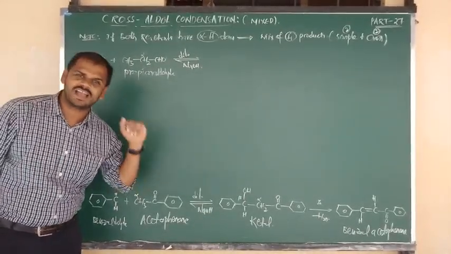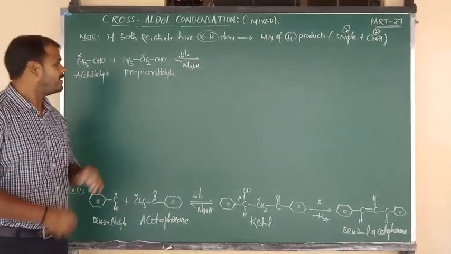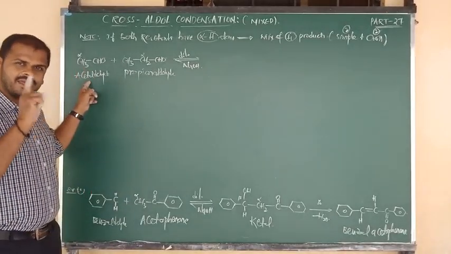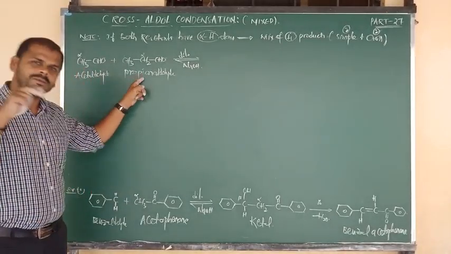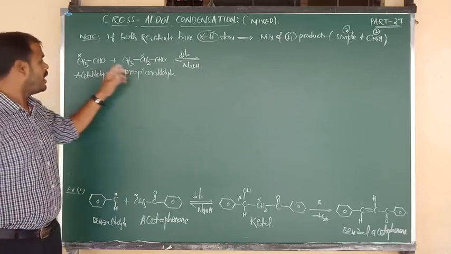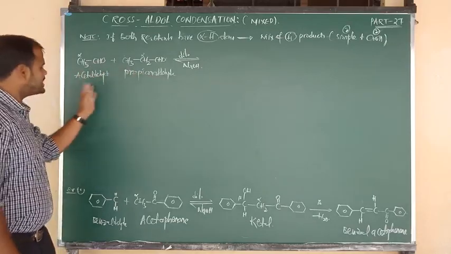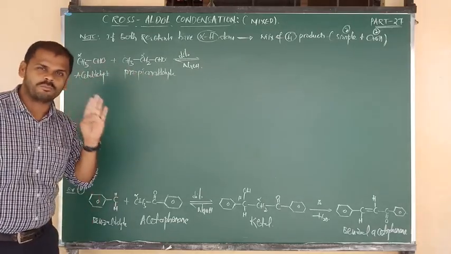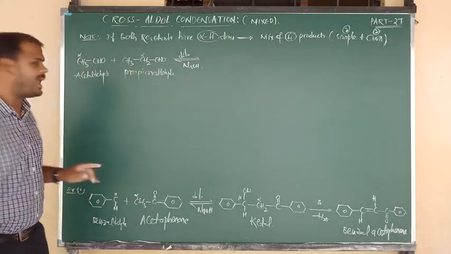I hope you understand now. Once again, acetaldehyde plus acetaldehyde, A plus A, and propionaldehyde plus propionaldehyde, B plus B, and A plus B, third case, B plus A, 4th case. Like that you have to write 4 products. So case number 1, A plus A. What is A?